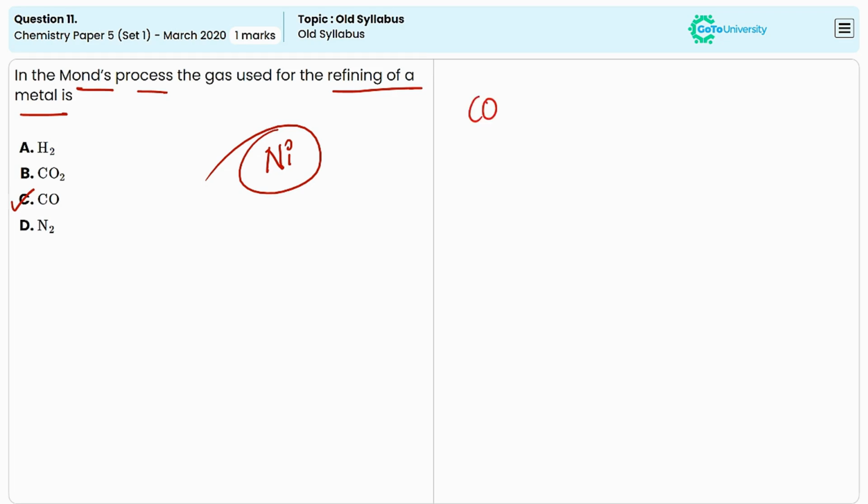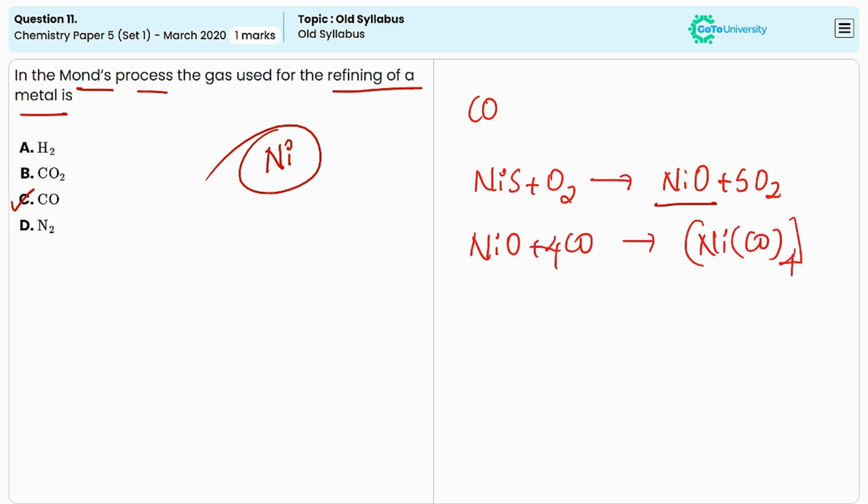The first step is nickel ore is roasted in presence of oxygen to convert nickel sulfide to nickel oxide. And the second step is reduction. Here the nickel oxide is reduced into nickel metal by carbon monoxide. This produces nickel carbonyl gas.